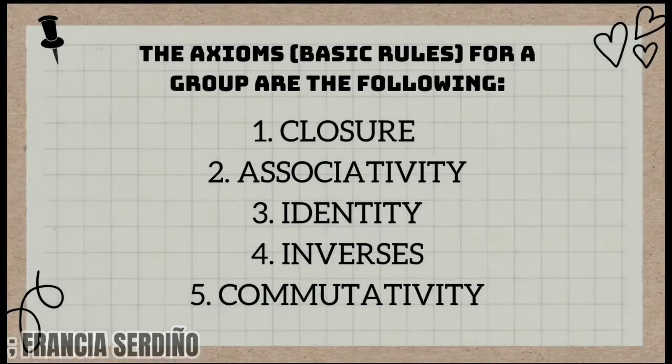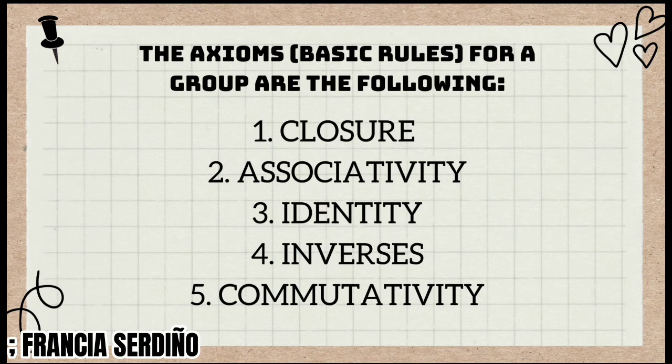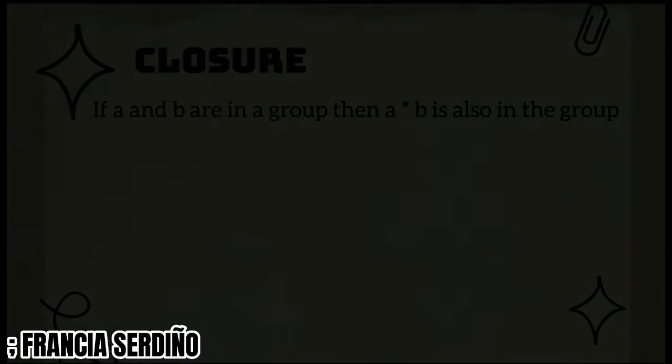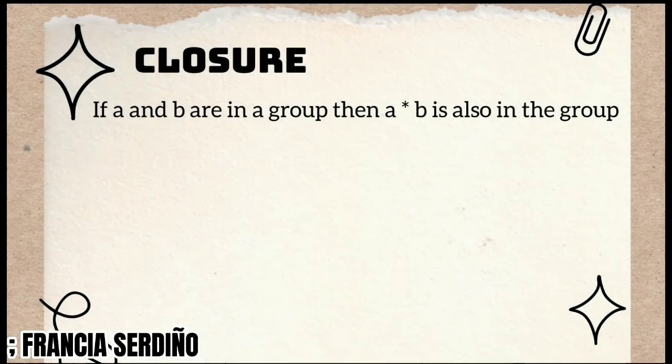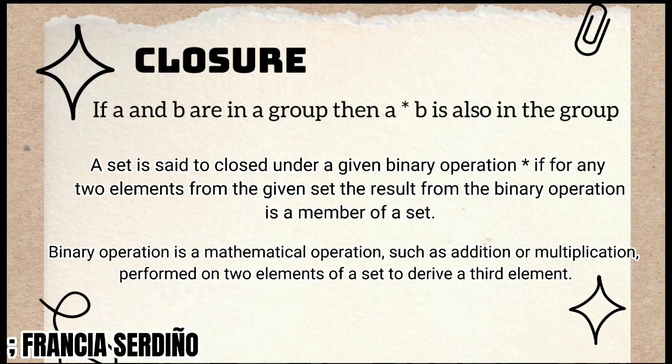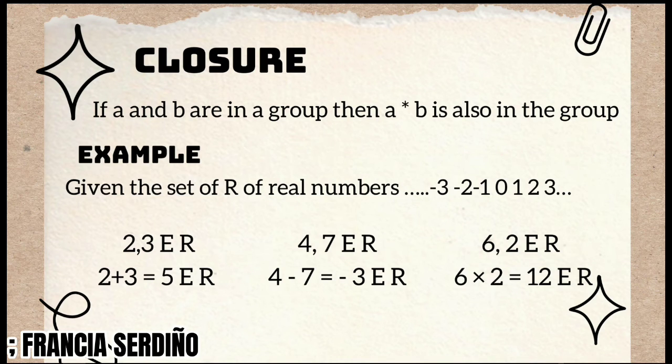The axioms or basic rules for a group are closure, associativity, identity, inverses, and commutativity. Closure: if A and B are in a group, then A star B is also in the group. A set is said to be closed under a given binary operation star if, for any two elements from the given set, the result of the binary operation is a member of the set. For example, the set of real numbers is closed under addition, subtraction, and multiplication.